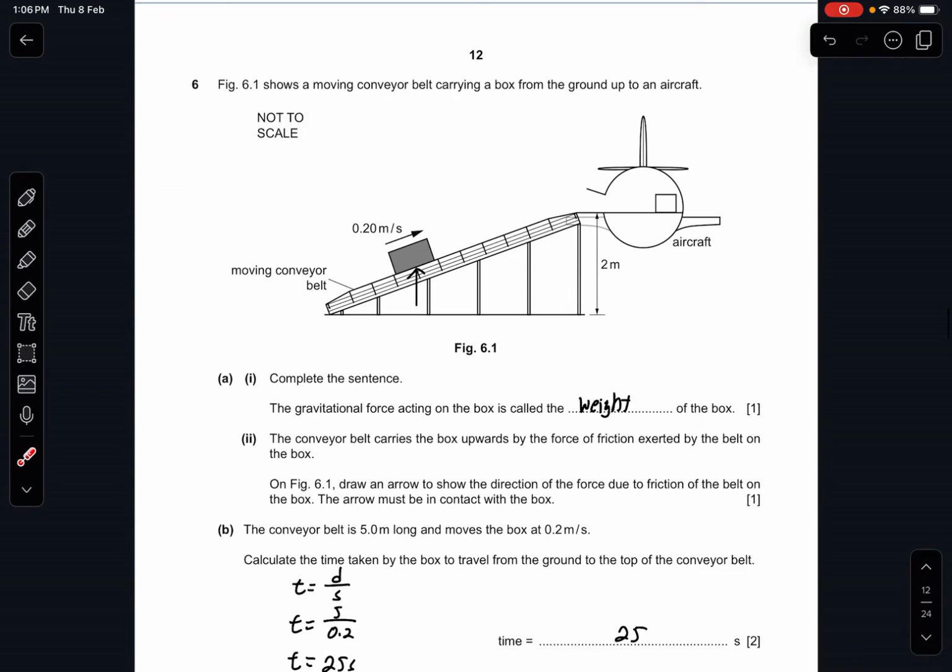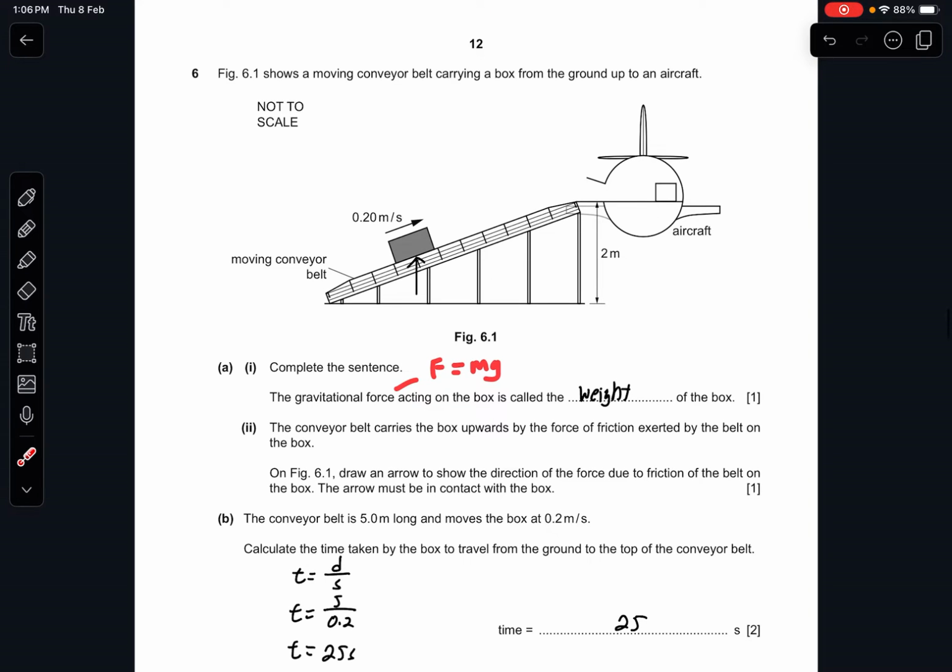6. This is back to physics. Figure 6.1 shows a moving conveyor belt carrying a box from the ground up to an aircraft. So this is not to scale. So A, part 1, complete the sentence. The gravitational force acting on the box is called the weight of the box, because the gravitational force relates to F equals mg.